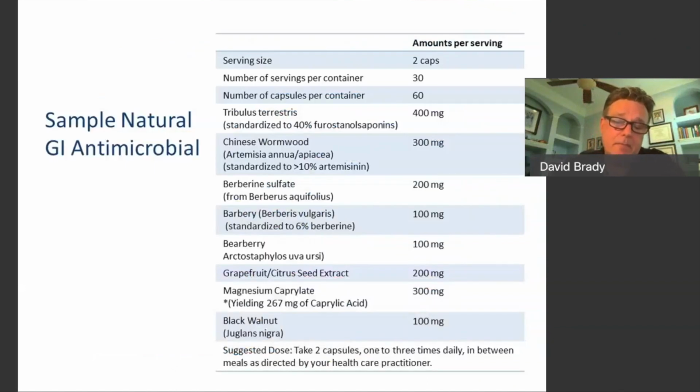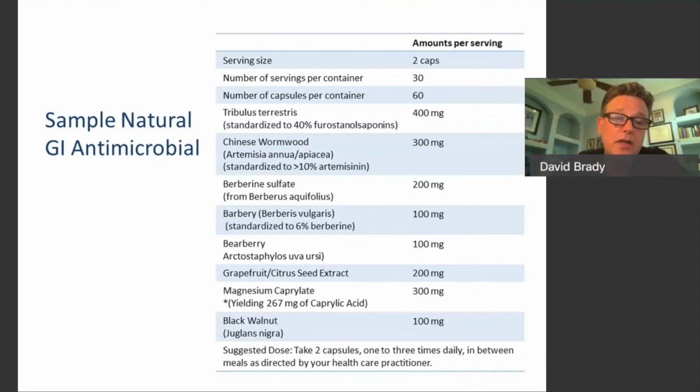This is an actual formulary antimicrobial I designed years ago. I've modified and tweaked it many times throughout the years based on a lot of the data I see on stool analysis. It has a lot of your standardized, very typical, long-known effective GI antimicrobial botanicals, things with a lot of berberine in them, like barberry, berberine sulfate from Berberis aquifolium, standardized Artemisia or Chinese wormwood, grapefruit or citrus seed extract, caprylic acid from magnesium caprylate, Juglans nigra or black walnut. But there's a novelty in this, the Tribulus terrestris. Most people know it for trying to increase testosterone production, which doesn't work very well, but it's a great GI antimicrobial. This is actually GI Microbex from DFH.